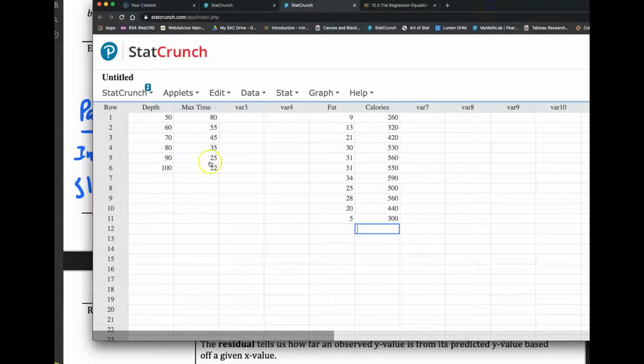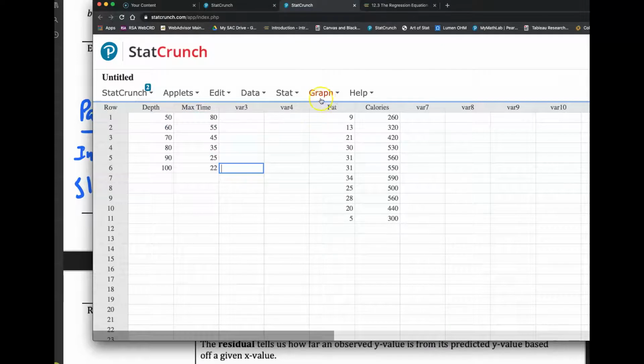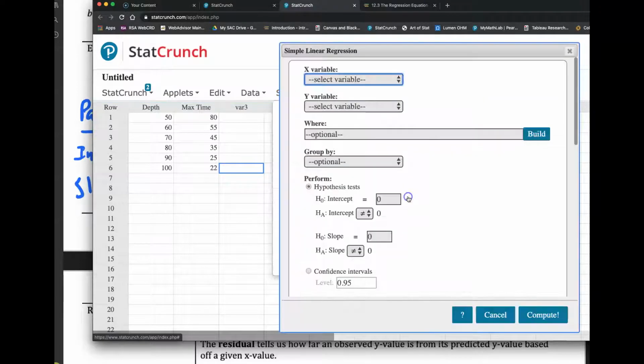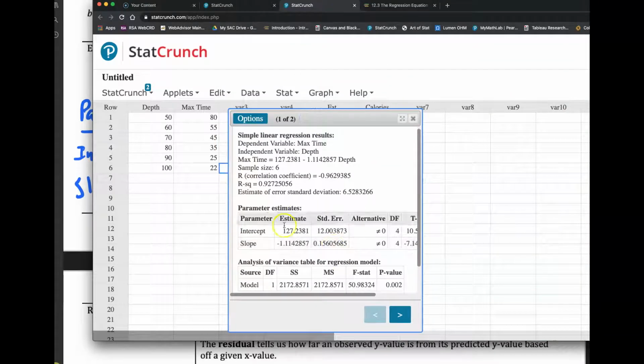And so here is, after you put your data in, depth and max dive time. What you're going to do is Stat, then Regression, Simple Linear, because we're studying linear relationships. Things get more advanced with polynomial relationships, meaning it's going to be a curved situation, or multiple linear regression, with situations where you have more than 2 variables. But right now, simple linear: choose your X variable, depth, Y variable, max time. That's all it takes. And then you compute. And that's where you get this output right here.